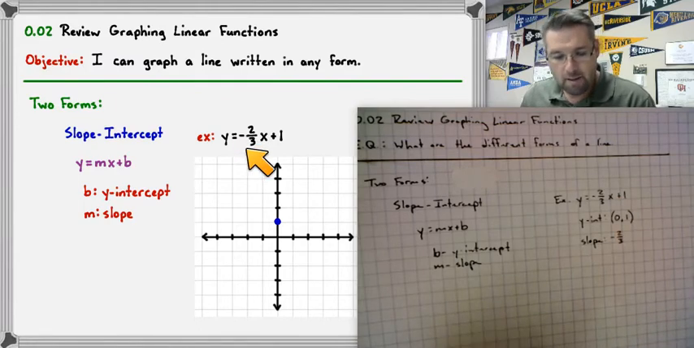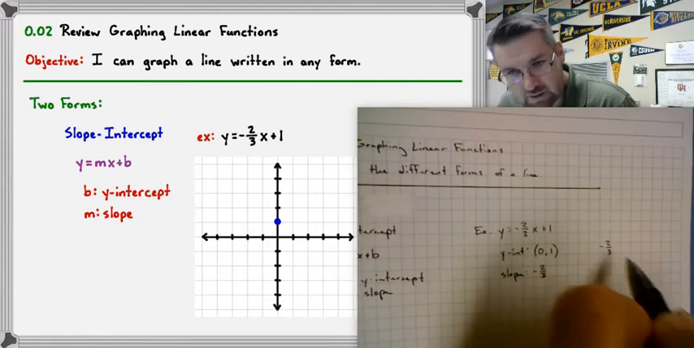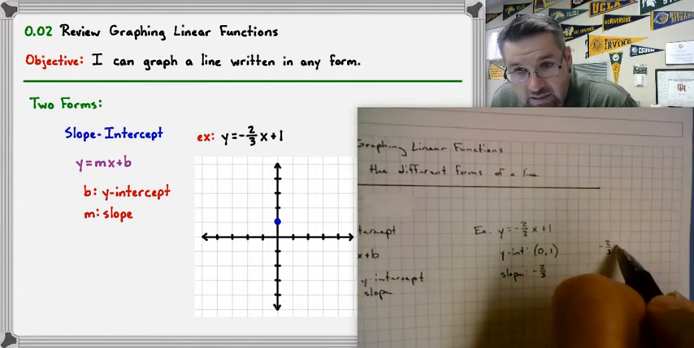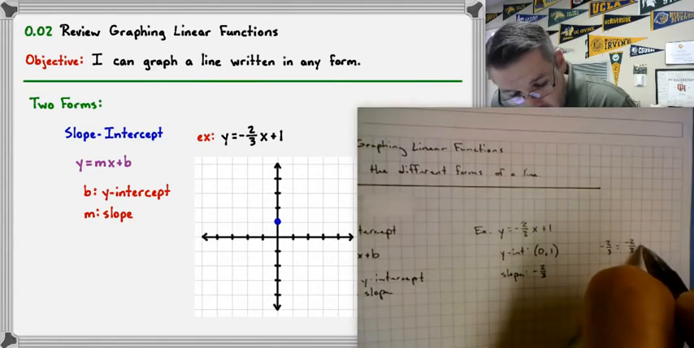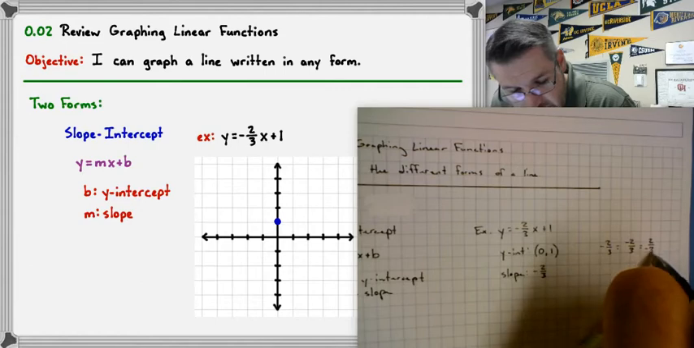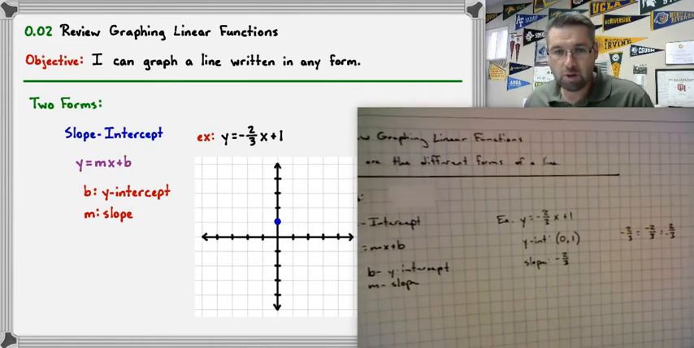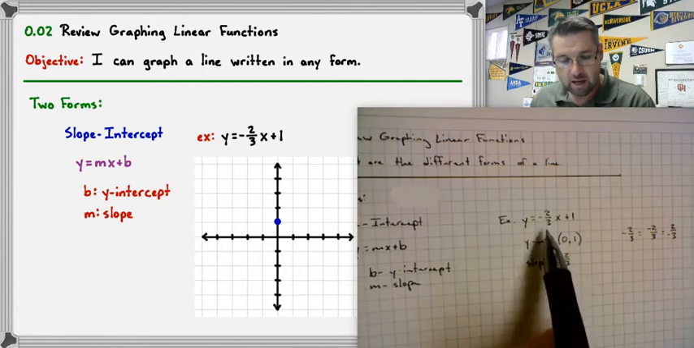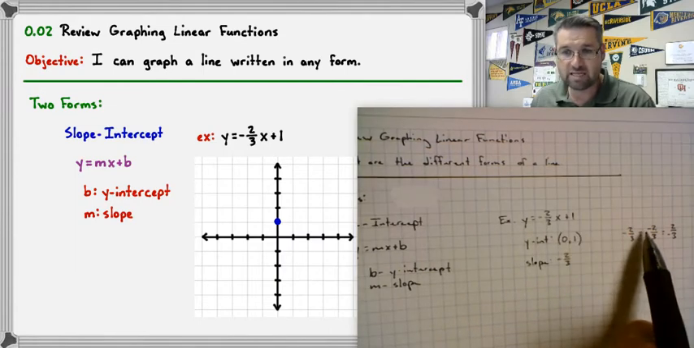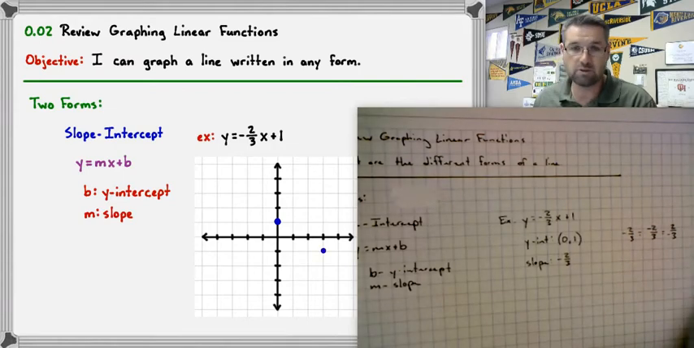Now, remember, a negative, I'm going to put this off to the side, a negative 2/3 can be rewritten as negative 2/3, but it also can be rewritten as 2/-3. All three of these are equivalent. So that means when you go to plot your next point, you can go in either direction. Remember, slope is the rise over the run. So here, I'm going to go down 2 and to the right 3.